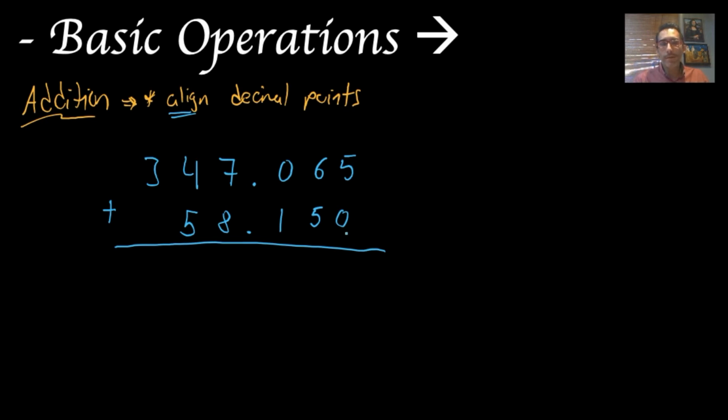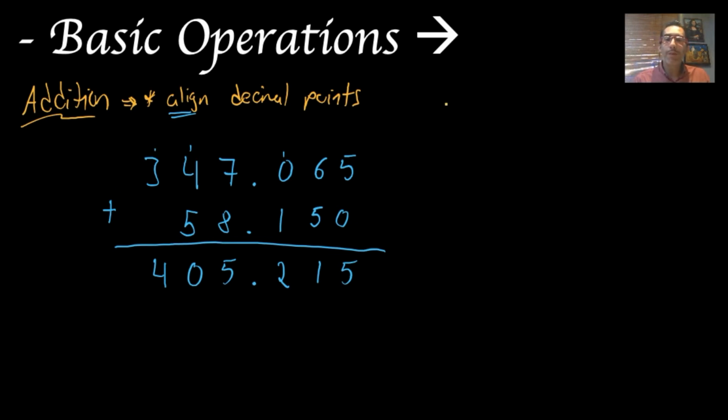And once you do that, compañeros, it's just a matter of starting to add. So 5 plus 0 is 5, 6 plus 5 is 11, and I have 1 here. This will be 2. Point plus point is point. This will be 7 plus 8 is 15. I have 1 here. This will be 5 plus 5 is 10, so 0, and I have 1 here. And this will be 4. So this will be the result of my addition.